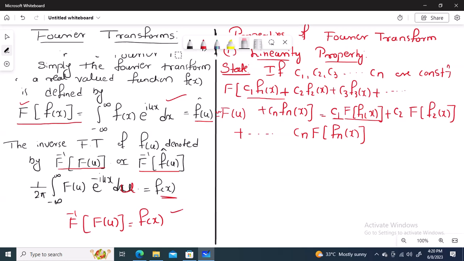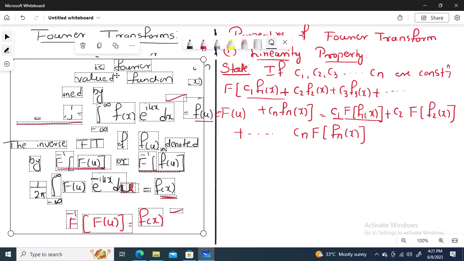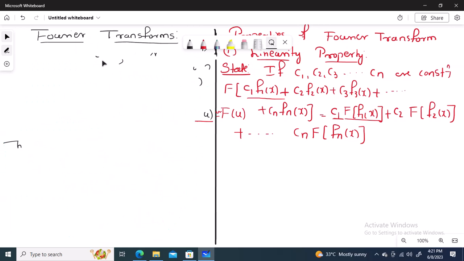So inverse Fourier transform and Fourier transforms are very important. As I told, the basic prerequisite for this subject is that if we know the Fourier series concepts, then this Fourier transform is very easy. Okay, so I'll just erase this. It is taking some time.